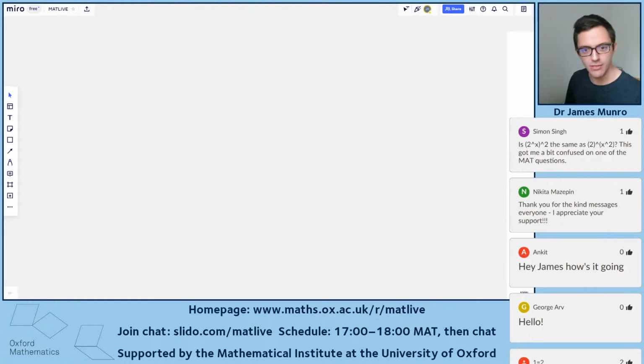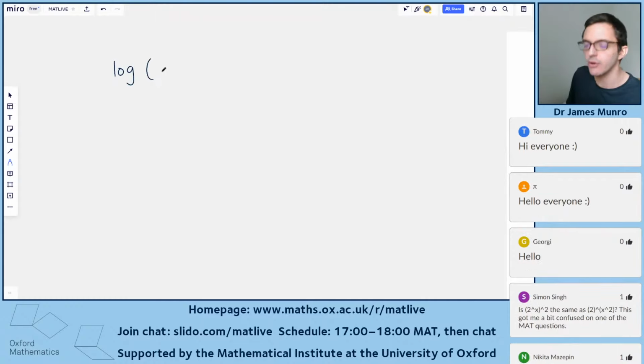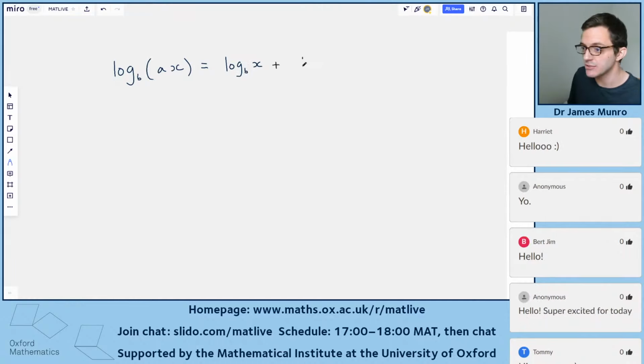I thought I'd start with a fact about logarithms, start with some maths like we always do, that I hadn't really thought about until we did some graph sketching last week. Here's how my fact works. I've noticed that log of ax, maybe you already know this, is equal to log base b of x plus log base b of a. You already know this fact because you know about logarithms.